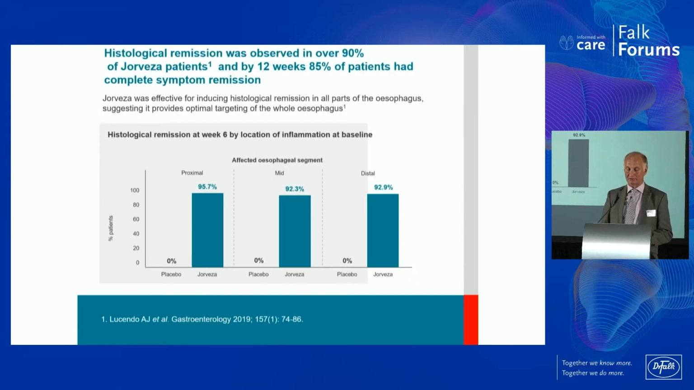And the results at 6 weeks, which were as long as we were allowed to do the placebo phase for ethically, it's not as long as it takes to treat the EOE, but at 6 weeks, no patient on placebo had resolution of their eosinophils, whereas 92 to 95% of the patients had complete resolution of eosinophilia in the esophagus, whether it's the proximal, mid, or distal.